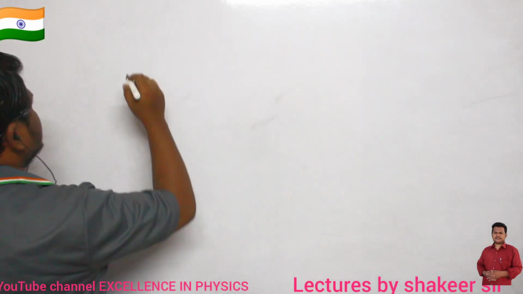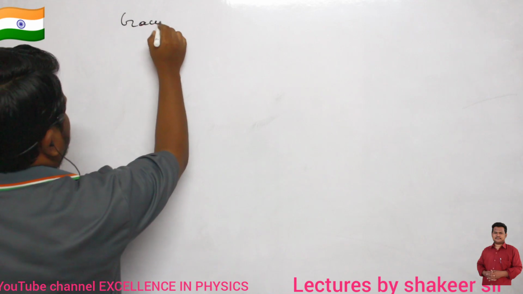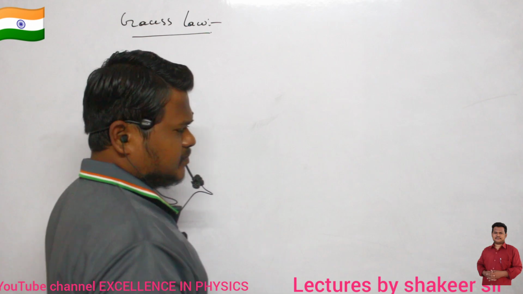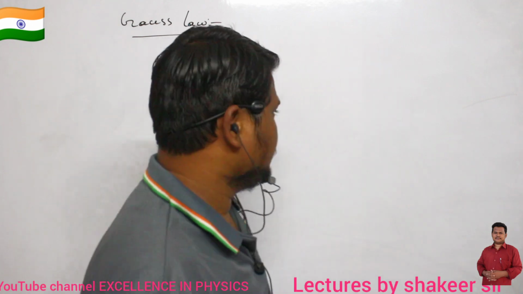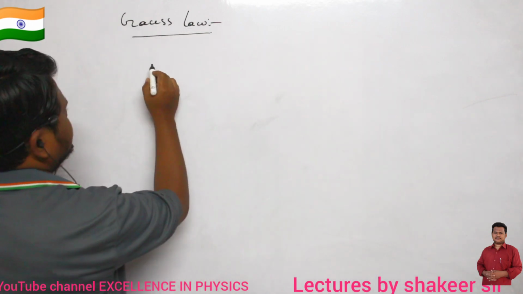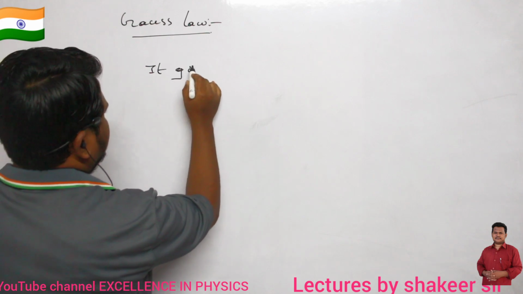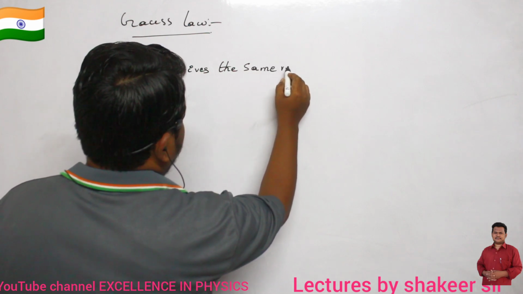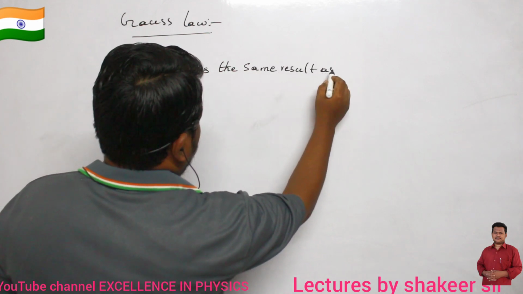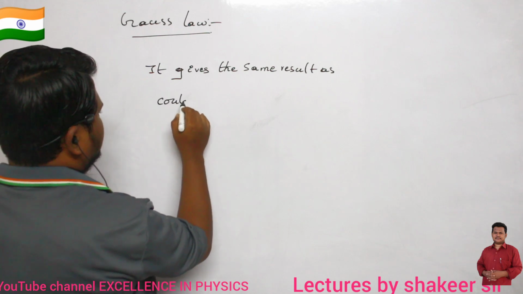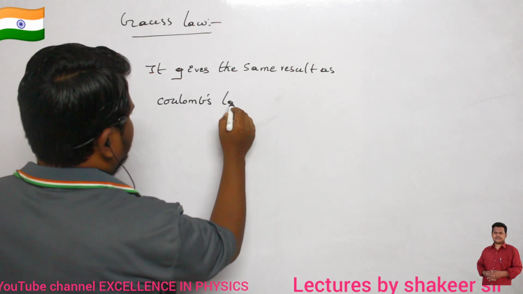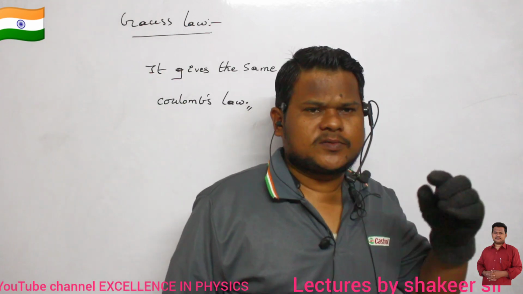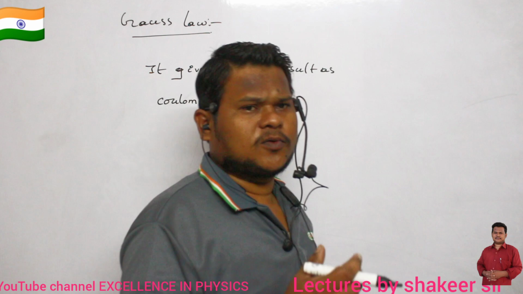So make a note of this one. Gauss law. Write down. Gauss law gives the same result as Coulomb's law. It gives the same result which we get with the help of Coulomb's law also.